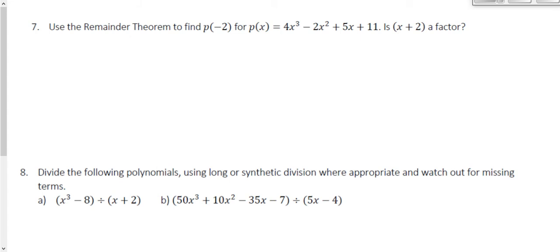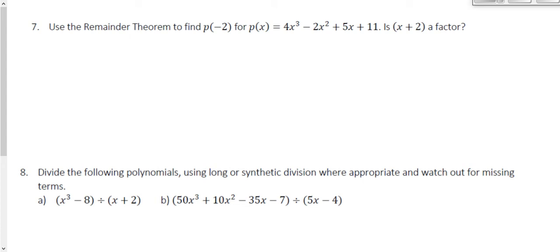We're continuing our Unit 4 polynomial review with question 7 from our review packet, which is asking us to use the remainder theorem to find p of negative 2 for this p of x function, and then to answer the question, is x plus 2 a factor? So the remainder theorem says that if I take my polynomial and divide by my factor, then I will be able to see what would happen if I plug that number in.